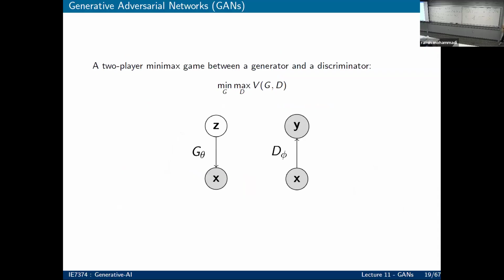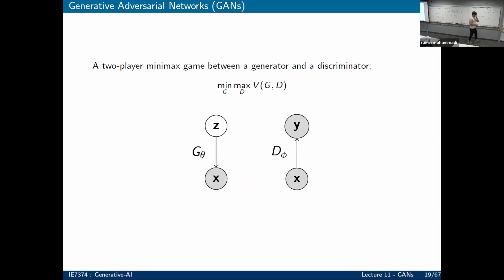Theta is the parameter of the network. Sorry, let me show it here. When we see G of theta, that means the generator is a neural network parameterized by theta. The discriminator has parameters phi, and it's not one parameter, it's a set. It's a neural network with parameters.